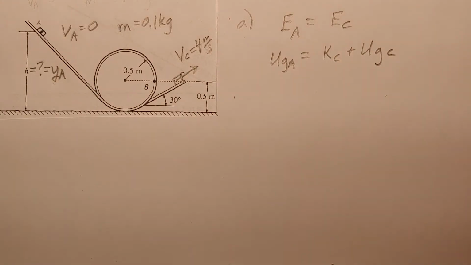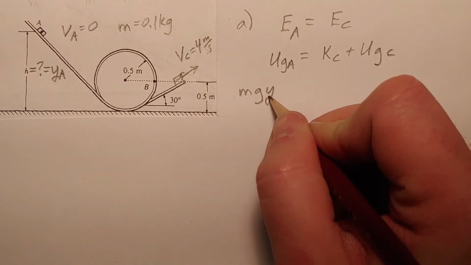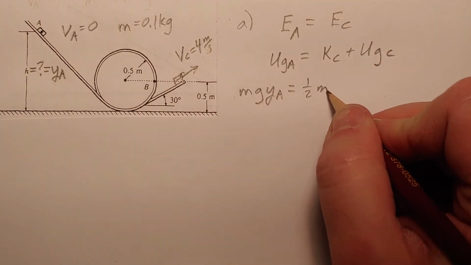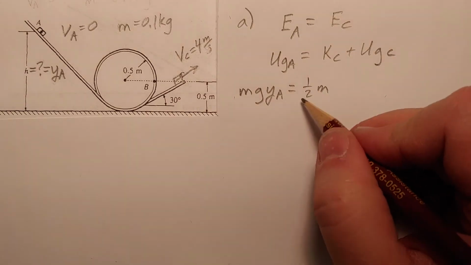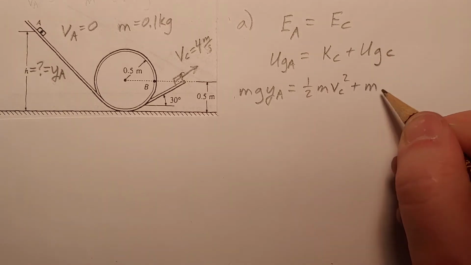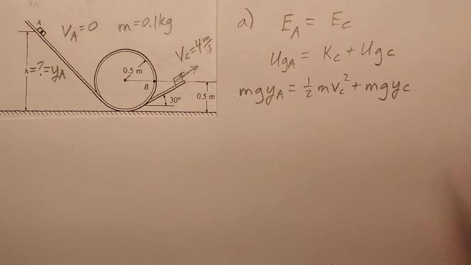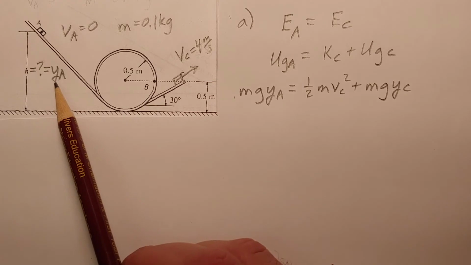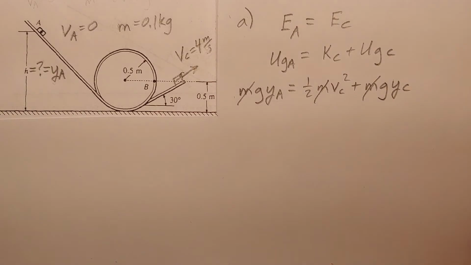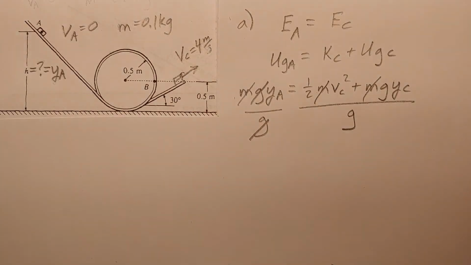We know gravitational potential energy is m times g times y. So that's going to be mg times the y position, or the height at point A, equals 1/2 m for kinetic energy is 1/2 mv squared, so 1/2 m times the speed at point C squared. And then gravitational potential energy at C is mg times the y position for C. We said we were trying to solve for the y position at part A, which is right here. I can see my masses are going to cancel out. And so all I should need to do is divide gravity off of each side, and I'll have my answer.